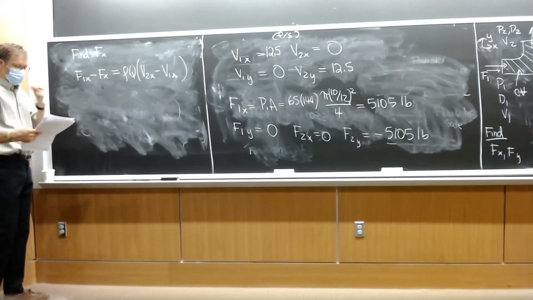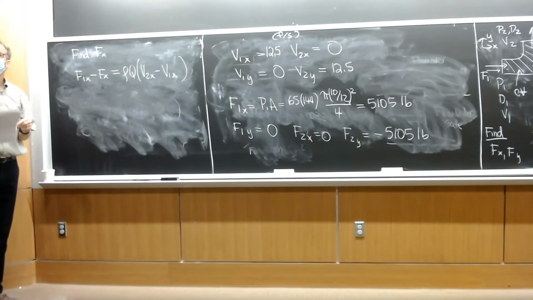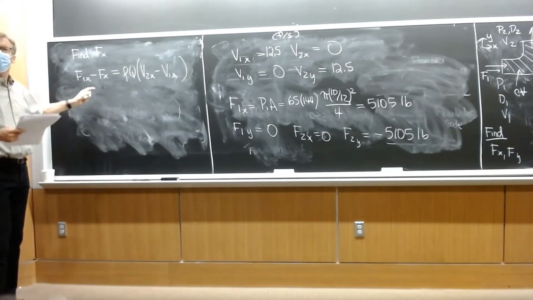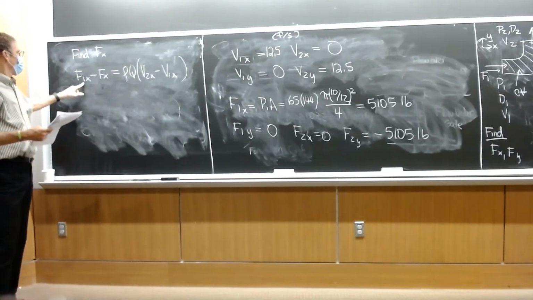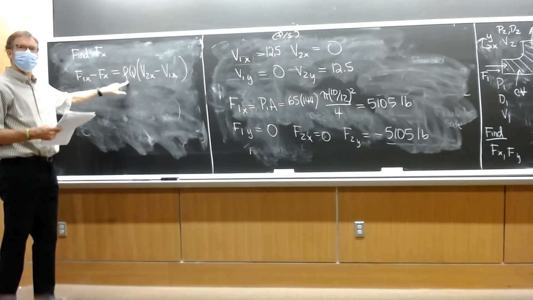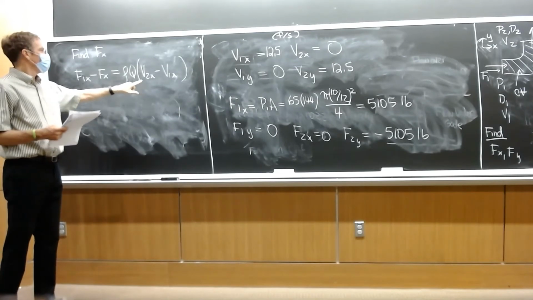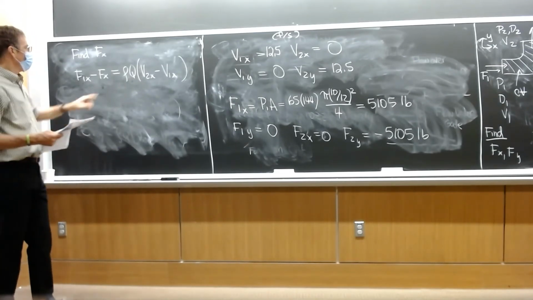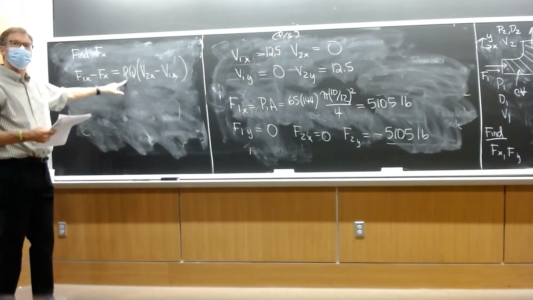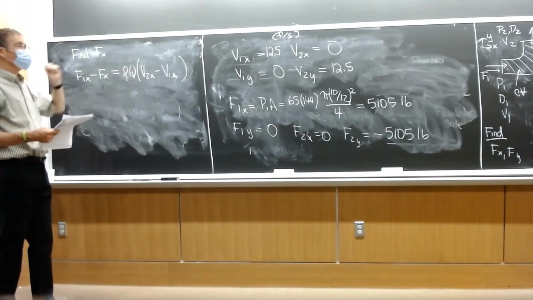What's the density? Right, rho Q. Rho is density, times the flow we've calculated. What are the units? Oh yeah, we do need to specify that.